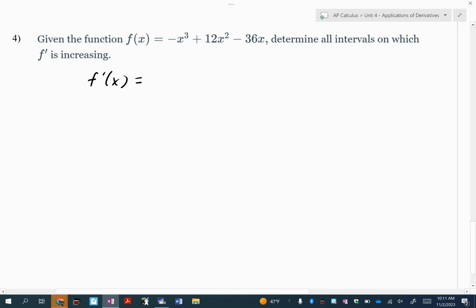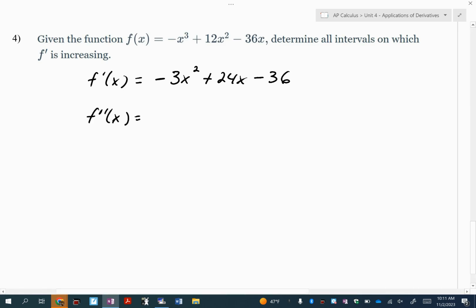I'm just showing all the iterations that are going to happen when you try this on your own. What's the derivative of negative x cubed? Negative 3x squared. Derivative of 12x squared, 24x. And then this is minus 36. Again, don't stop here, right? Because I want to make statements about this. So I've got to go one past it to the second derivative.